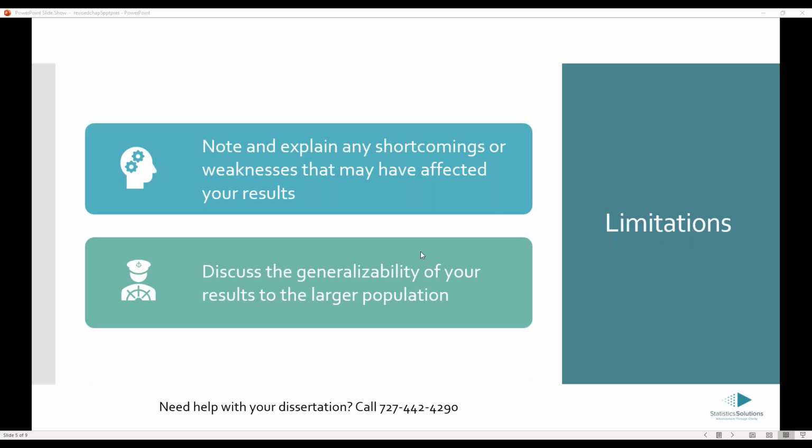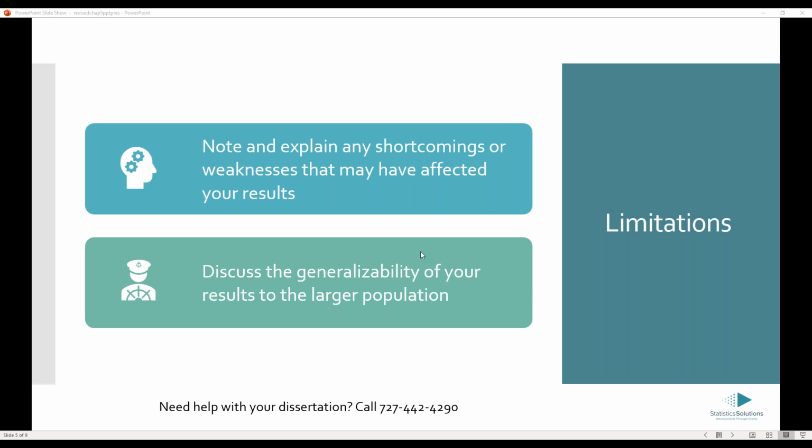Okay. Limitations. Some schools want a separate limitations section. Some schools don't care. They just want you to note the limitations somewhere, usually in the discussion in the previous section. But you do need to note any limitations of your study. Limitations are not really challenges. If you had some challenges, like, well, I didn't think I could interview a certain group of people, but I ended up being able to, you don't need to mention that, because that's just a challenge. Limitations are really shortcomings or weaknesses that actually may have affected your results.